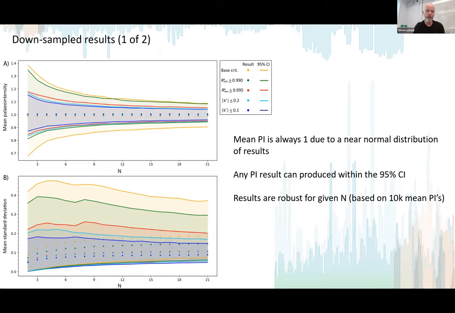So on the top plot, we've got mean paleointensities, and on the bottom plot, we've got mean standard deviations plotted against the number of samples that were downsampled. If we look at the top plot, we can see that the mean paleointensity is pretty much always 1, and that was due to having a near normal distribution of results. However, it's the actual 95% confidence interval that's the important result here, because within that interval, any paleointensity result can be produced. Also within that interval, those results for any given N are extremely robust because they're based off 10,000 mean paleointensities. And we can see that as the selection criteria become more efficient, that 95% confidence interval starts to narrow quite a lot around the true mean.